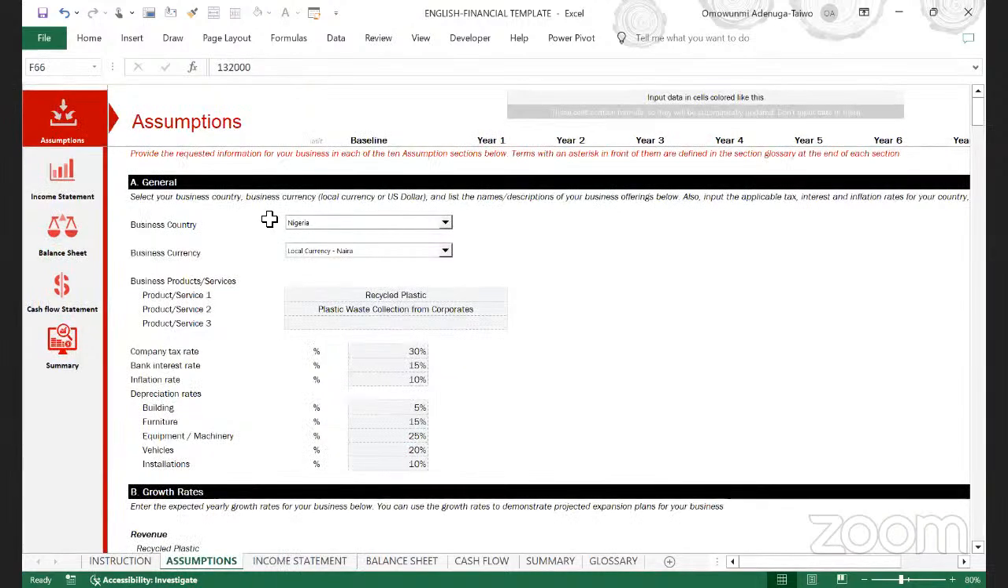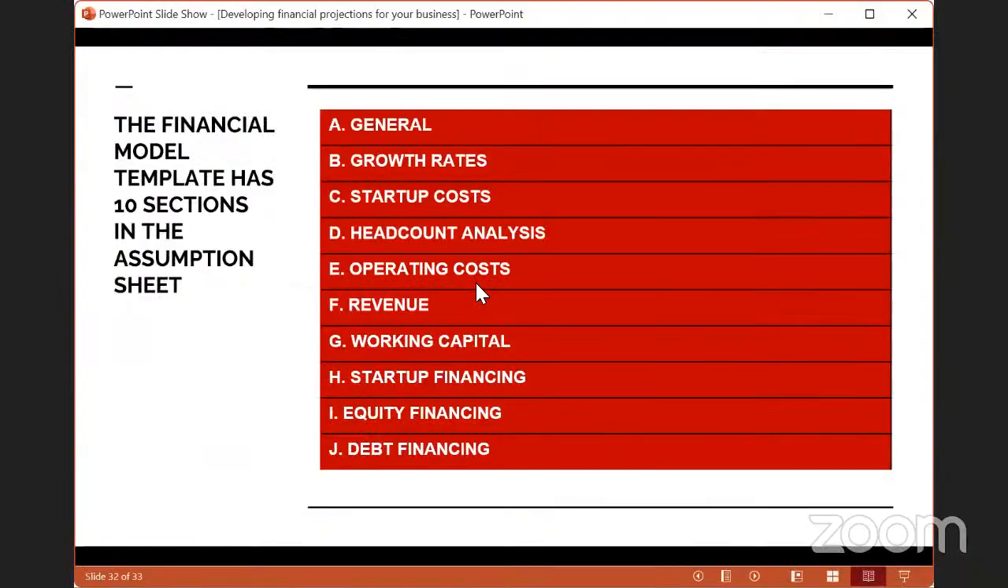So all you need to do is fill the assumptions tab. And then the assumptions tab, based on what I was just sharing now, has 10 different sections. And I just want to spend some time talking through the 10 different sections. So the first section is the general section.